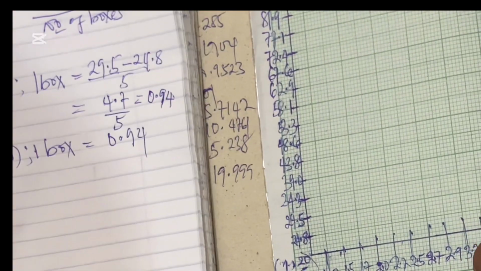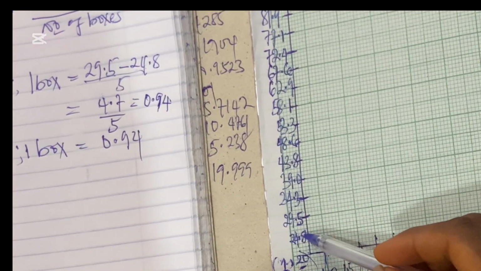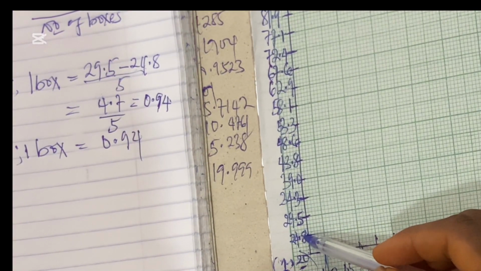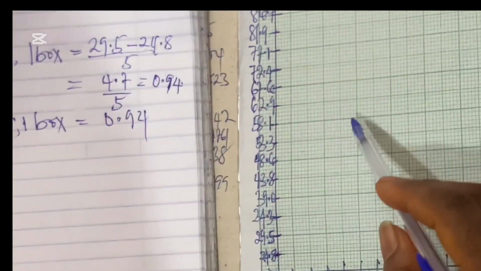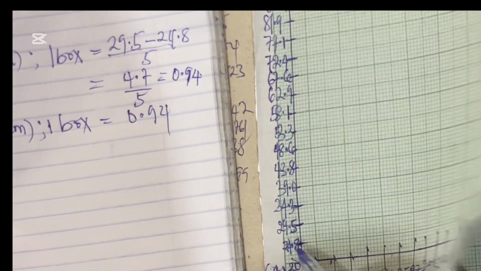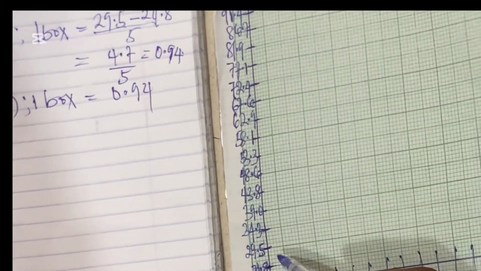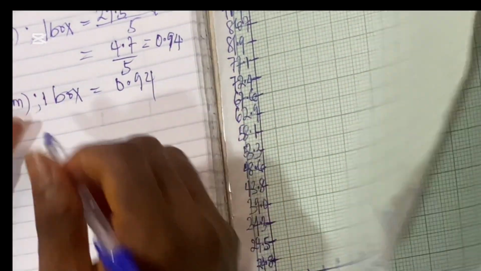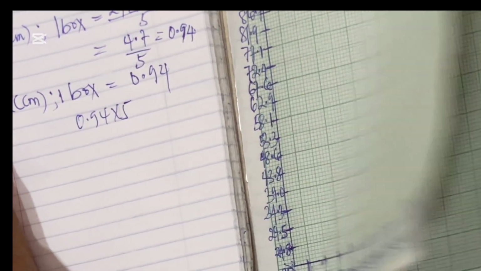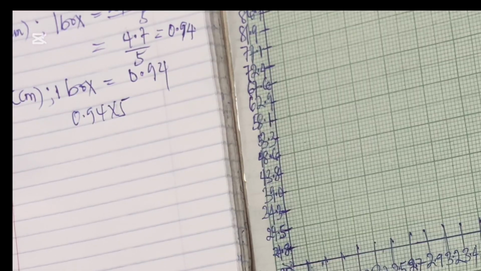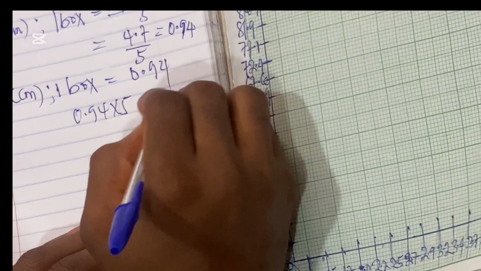Let's confirm if that is true. How do we confirm here? I will count this boss 1, 2, 3, 4, 5 at this point to know if it will give me this particular value. So these 5 bosses, each one is 0.94. For us to get the value is very simple. Multiply 5 by 0.94. So that is 0.94 times 5, which gave us 4.7.